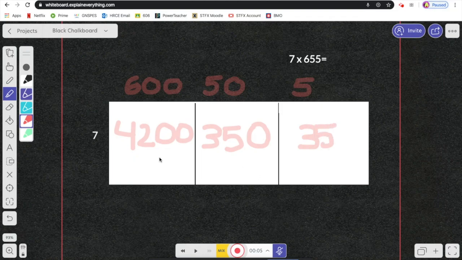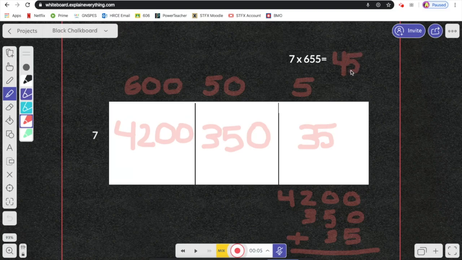Then I'm going to take all 3 of these numbers, and I'm going to add them up just like I do for division. So 4,200 plus 350 plus 35. I'm going to add all those up, which will give me 4,585.